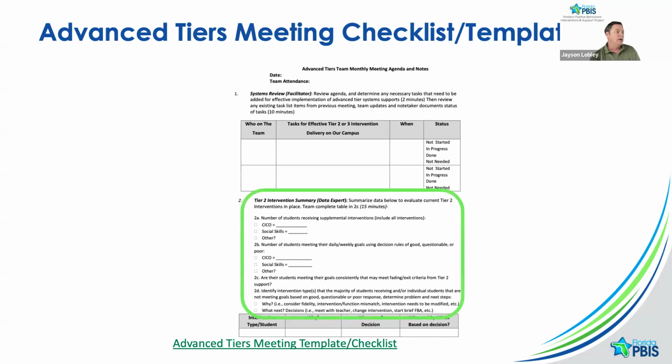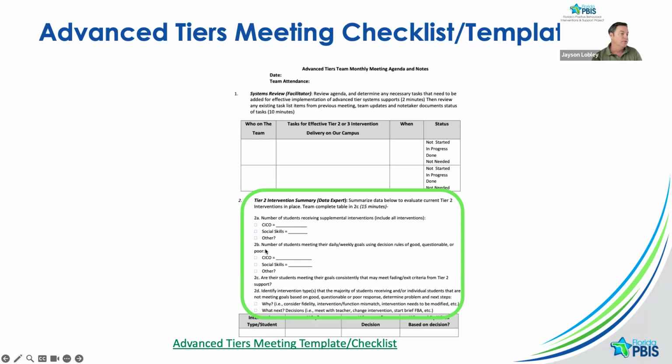Now on the next page, this is like the monthly meeting agenda and then notes for that. And one cool feature to point out there, and this is really going to help you guys establish your systems too, is really keeping track of the number of students that are receiving the particular interventions that you have within your school. Maybe it's check in, check out, maybe it's a social skills group, things like that. So we want to know how many students are in that particular intervention at any one given time.